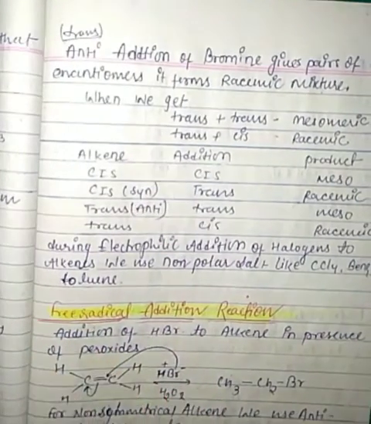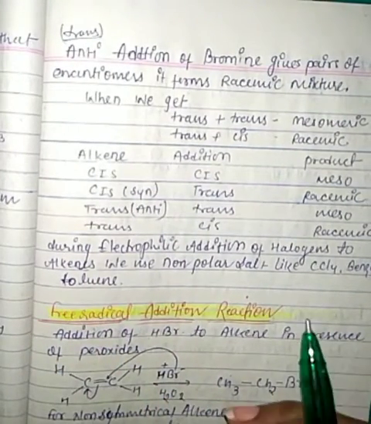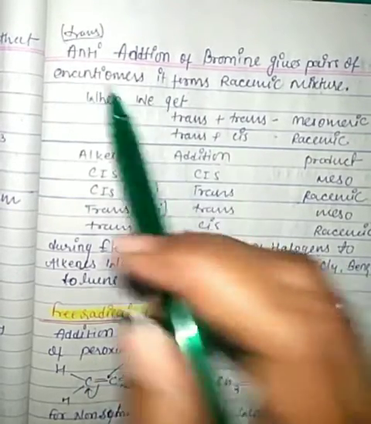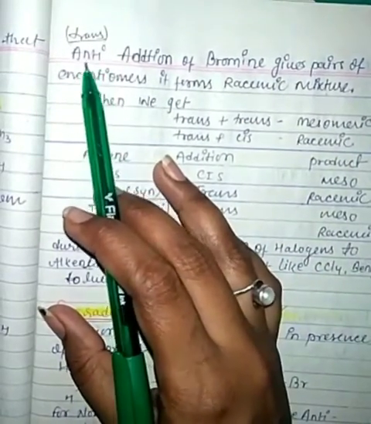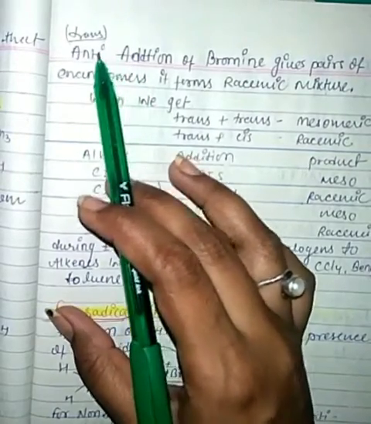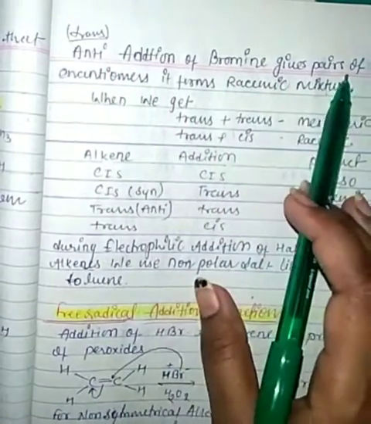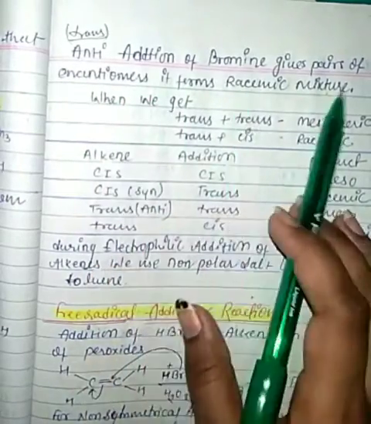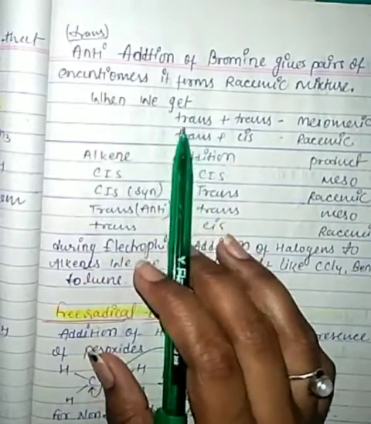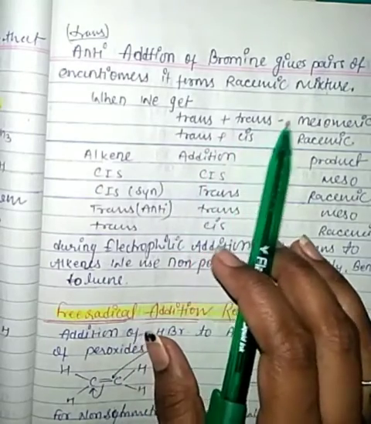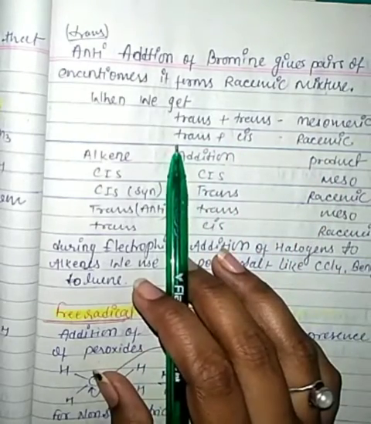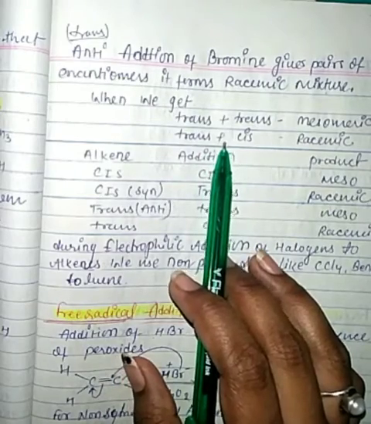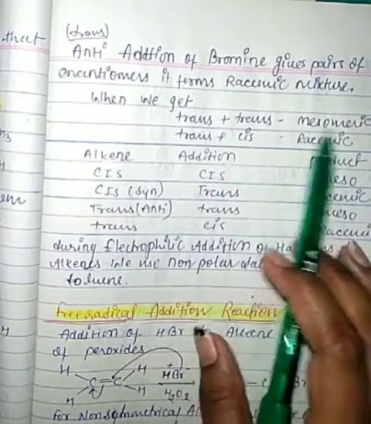Next we see some points of electrophilic stereochemical aspects. In this, the first point is anti or trans addition of bromine gives a pair of enantiomers, it forms a racemic mixture. When we get trans plus trans we get meso. When trans adds with cis we get a racemic mixture.